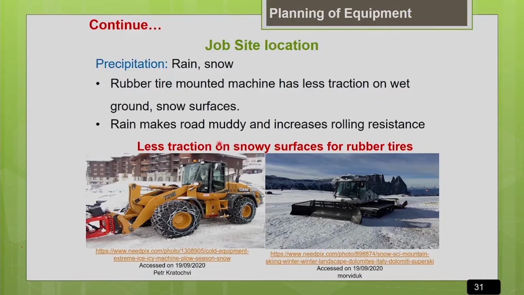The same thing will apply for snowy terrain also. In snowy terrain we can see that the traction for a rubber tire mounted machine will be very poor. So in that case we have to go for crawler type mounted machines, so that it will have better traction. So the underfoot conditions influence the selection of the mounting of the machine as well as the horsepower capacity of the machine, so that it can overcome the rolling resistance and do the job productively. So the next important factor is the power sources.